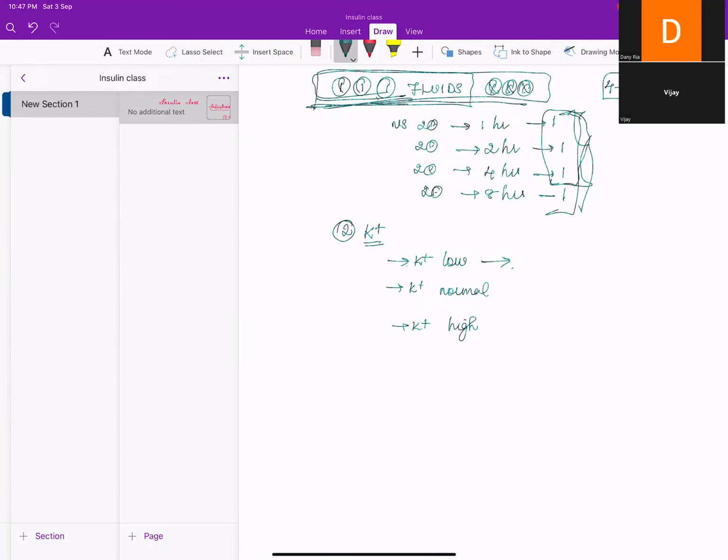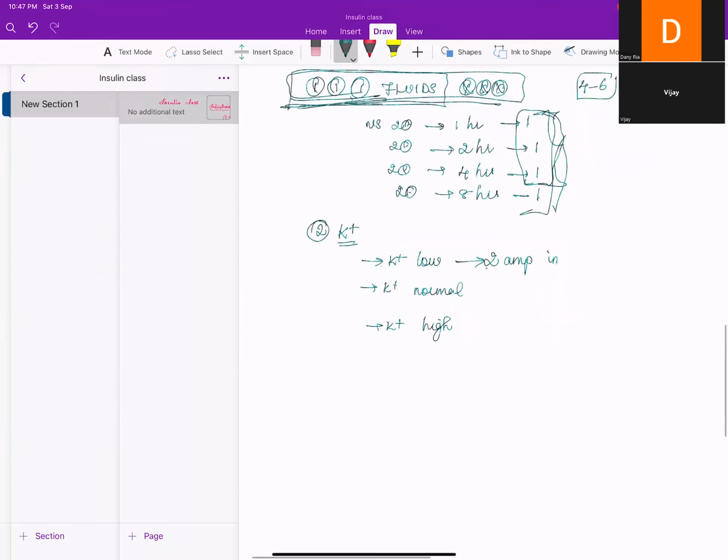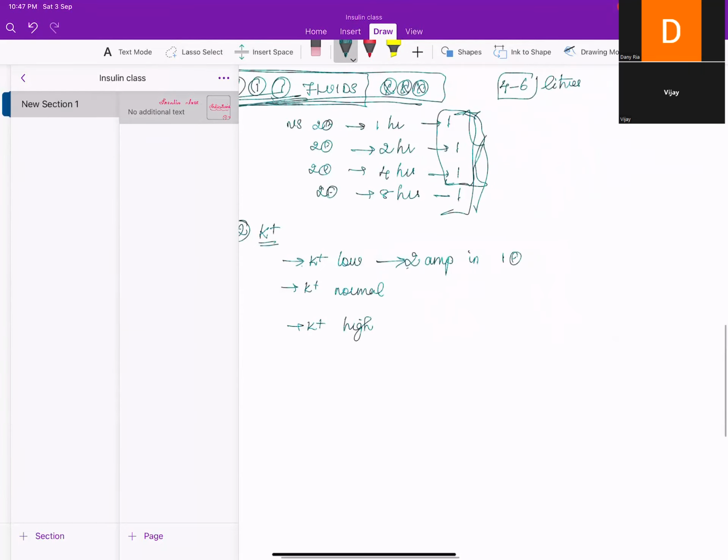Practically, what we do is, while fluid is going on one side, we give 2 ampules in 1 pint of saline. It should be given over 4 hours. This is our replacement dose of potassium. Every hospital has its own protocol. I am telling what we followed in our hospital.